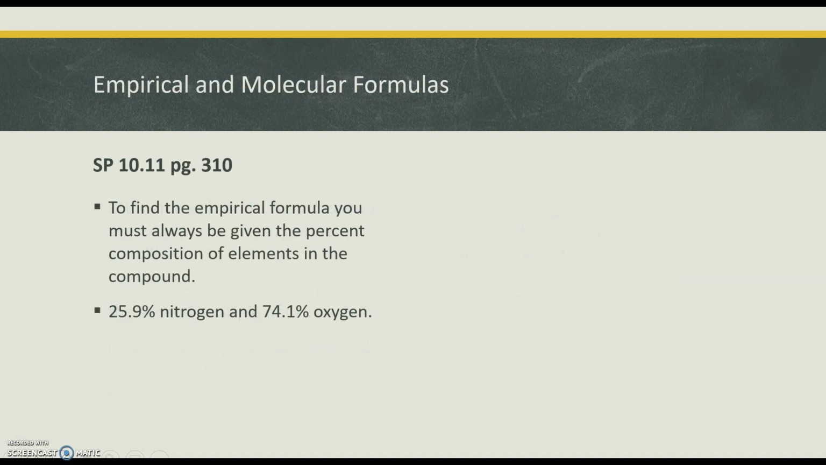So how do we calculate that? Well, in order to find the empirical formula, we must always be given the percent composition of elements in the compound. Because it's percent composition, it will always add up to 100. This example gives us 25.9% nitrogen and 74.1% oxygen.